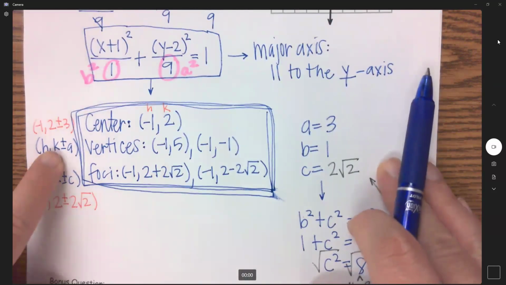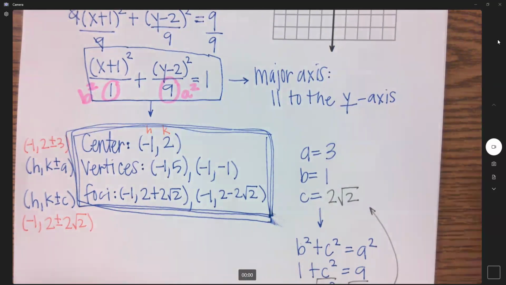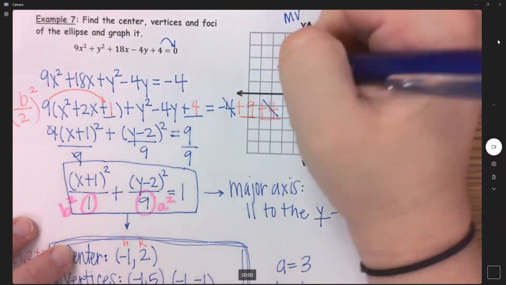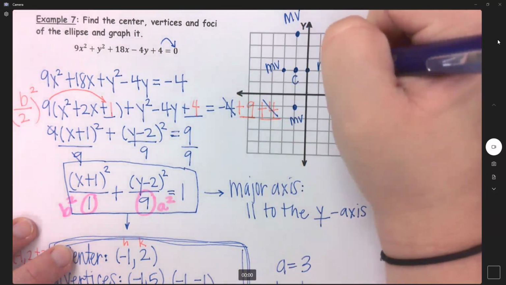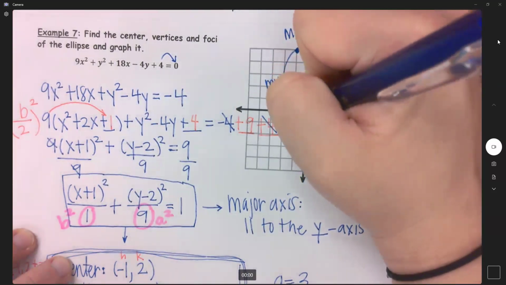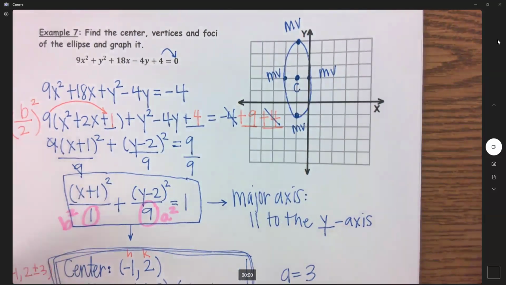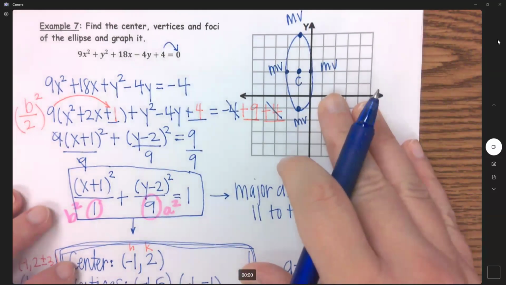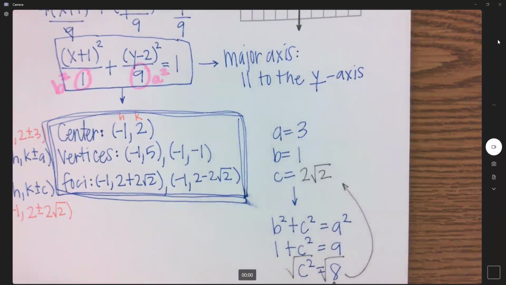So you can either use this formula or just plot and use your a, b, and c to figure out what that ordered pair is. My b is 1. So from the center, I'm going to go left 1 for the minor vertex and right 1 for the other minor vertex. So really, here is my ellipse. I don't need my foci to draw the ellipse. Here is my ellipse, but it does want the foci in the graph as well.